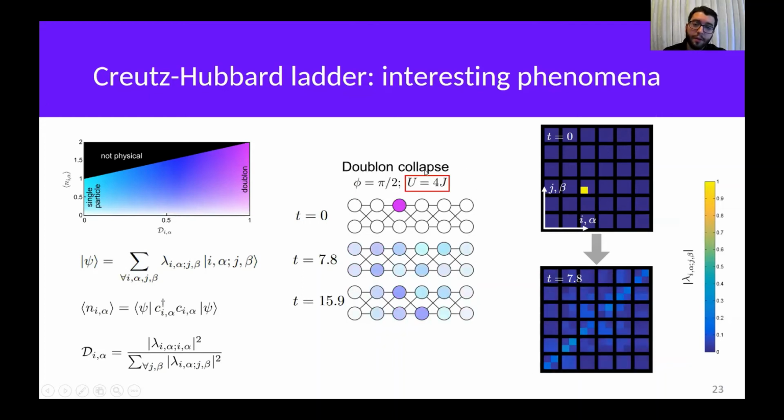And we can also have a doublon collapse. In this simulation, we have lowered the interaction to see what doublon collapse would look like. It would look kind of like this. We see that this is blue now because it's no longer a doublon. Now there's a probability to find single particles too. And we can see here what it would look like in the photonic lattice.